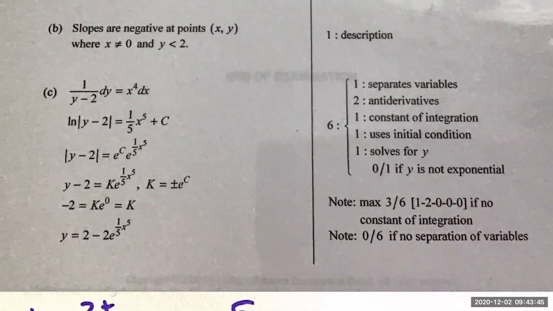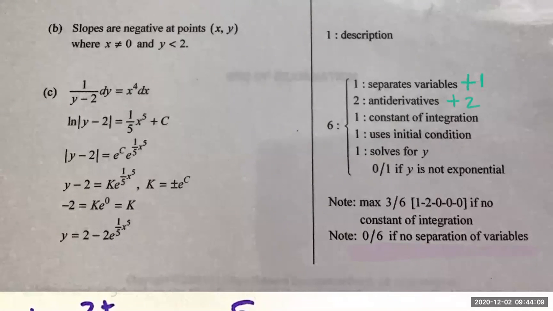Notice that at the very bottom it says 0 out of 6 points if there's no separation of variables. So they ignore all of your work if you don't separate the variables. So make sure you separate the variables. If you did, give yourself 1 point for separating the variables. Give yourself 2 points for your antiderivatives.